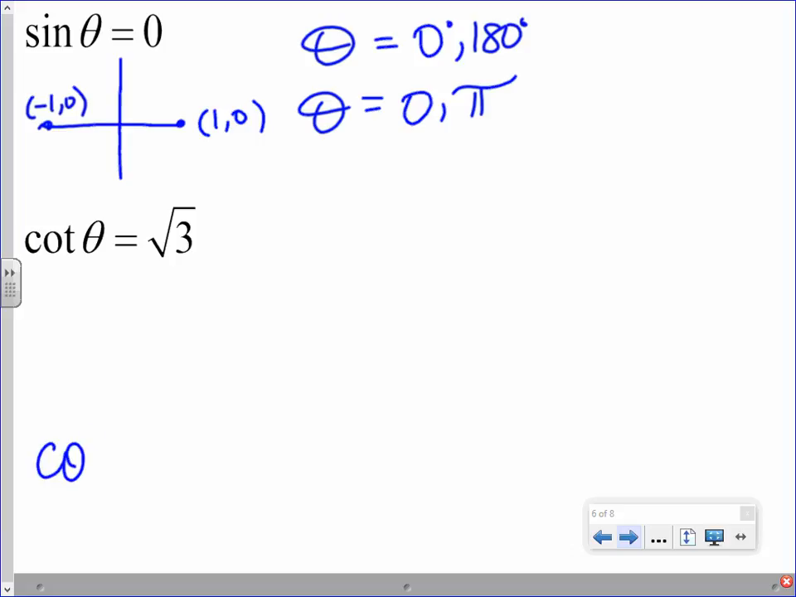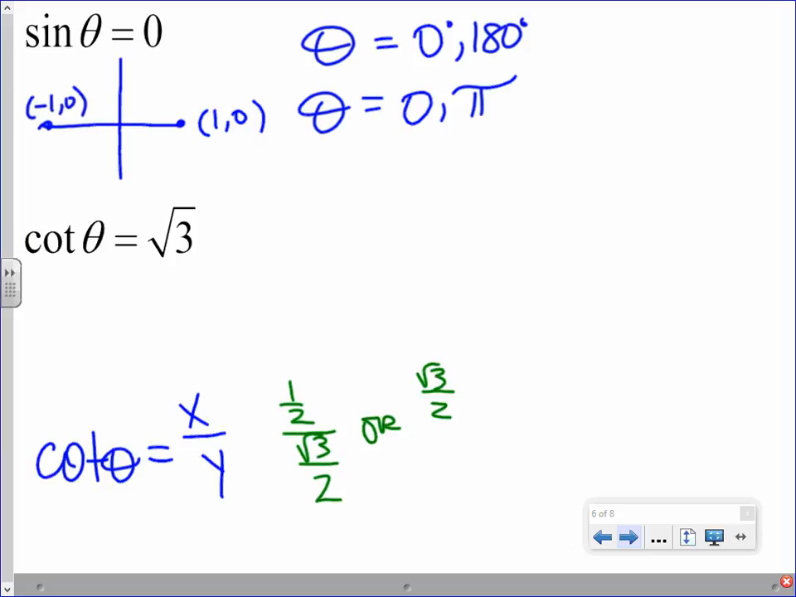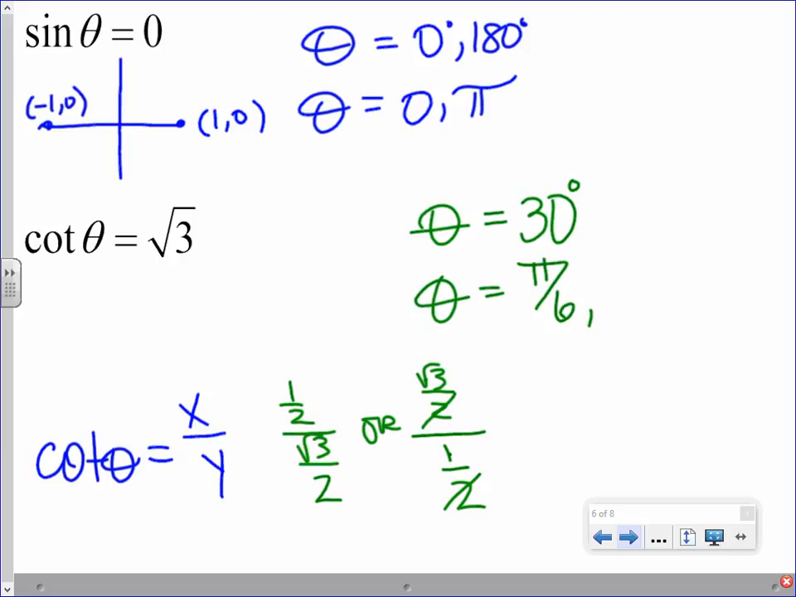Okay? We know that our cotangent ratio is x over y. So what we have to decide, is it 1/2 over radical 3 over 2? Or is it radical 3 over 2 divided by 1/2? Which one of these ratios will get us radical 3? The second one. When we have the second one, the 2's cancel out and we have radical 3 divided by 1. Which is a 30-degree angle, right? If x is radical 3 over 2, y is 1/2, we are talking about 30 degrees or pi over 6.